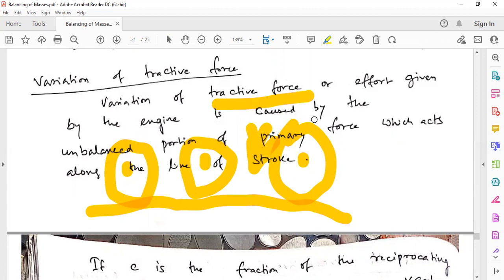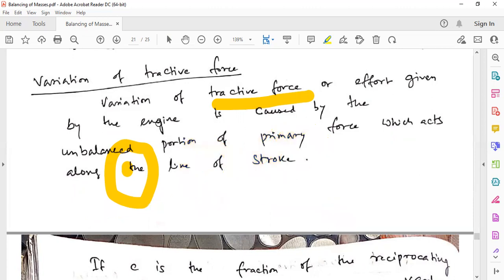You have to provide a sufficient amount of force, then only it will start moving, and that force is called tractive force. Tractive force is specifically called tractive force when it is associated with trains, vehicles, etc. When something moves on a road or some track, this is called tractive force. It is the force required to move your vehicle on the track.